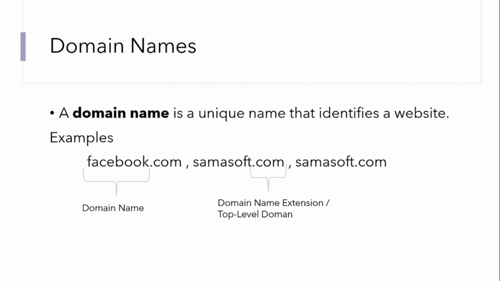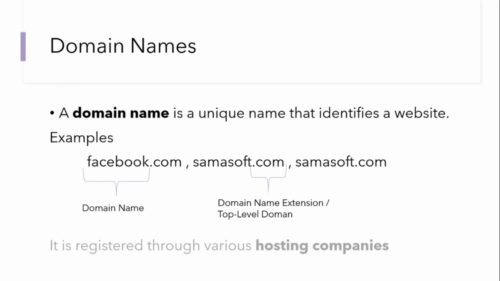And then we have the domain name extension. The domain name extension describes the type of company the domain name belongs to. We can have .com, which stands for commercial websites. We also have .org, which stands for non-governmental organizations. We can have .mil, which is mostly used for military websites. We have .edu, which stands for educational websites.